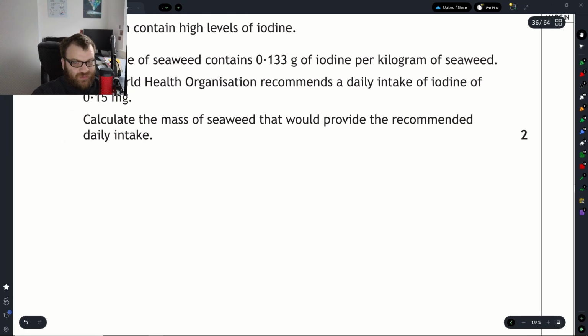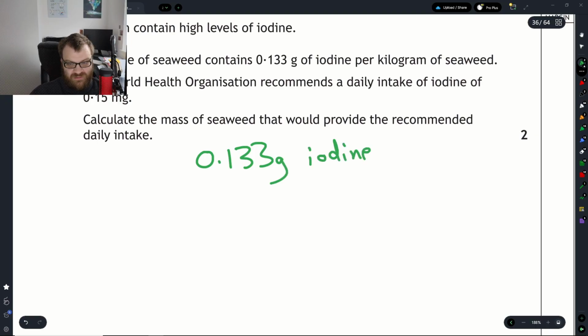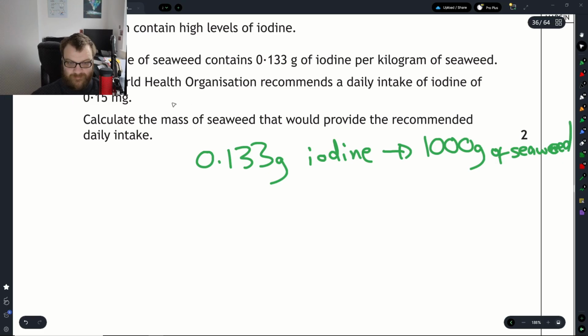Calculation, a proportion question. Look at what we are told. So the first connection we have is that 0.183 grams, find that in 1 kilogram. I'm going to change that to 1,000 grams. This is going to be there to work with.